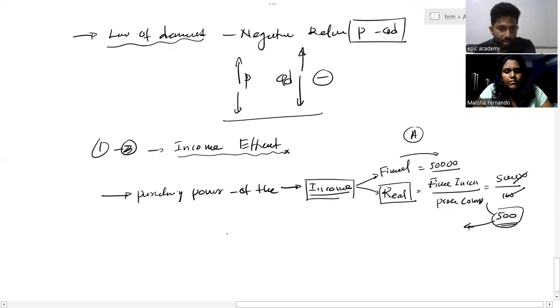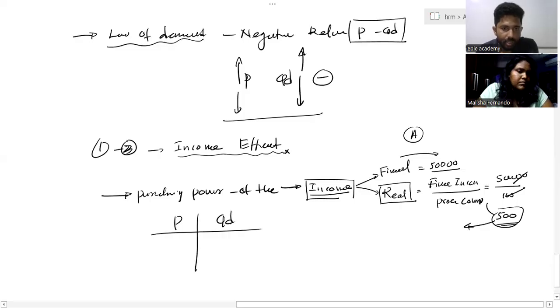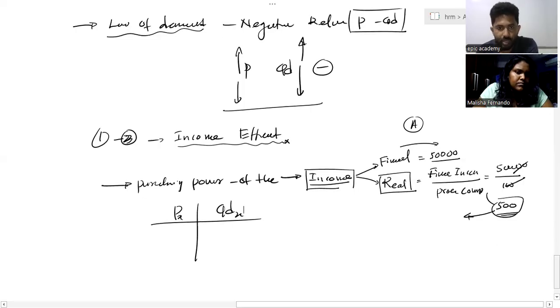So then I will describe the negative relationship between price and quantity demand for a certain commodity by using this income effect.